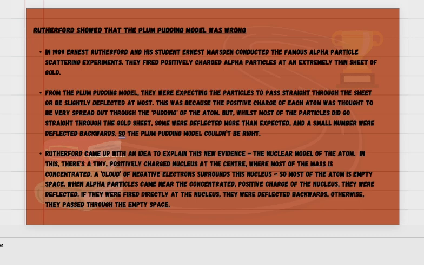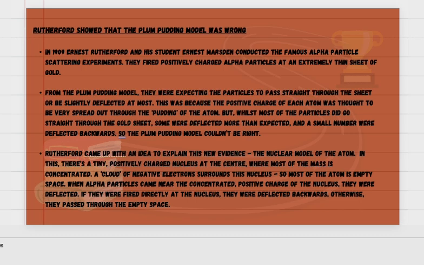Rutherford came up with an idea to explain this new evidence, the nuclear model of the atom. In this, there is a tiny positively charged nucleus at the center, where most of the mass is concentrated. A cloud of negative electrons surrounds the nucleus, so most of the atom is empty space.